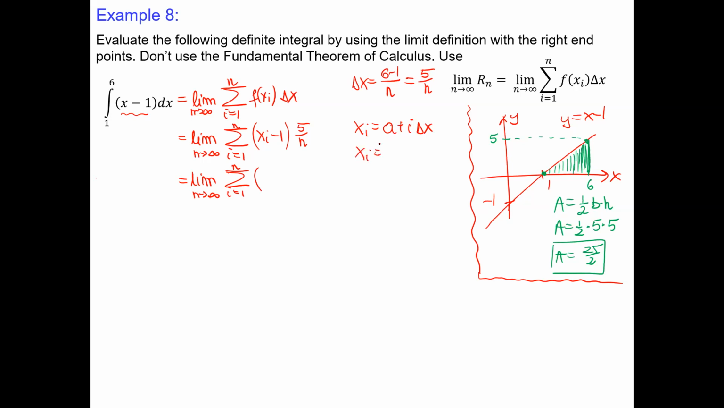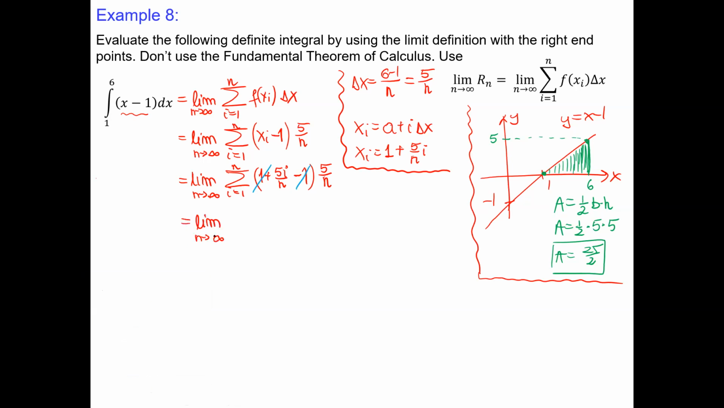Yeah, we do remember from the class the explanation. A is the beginning of the interval, 1, plus i times delta x. Delta x is 5/n times i. Okay, let's substitute. Instead of x sub i I will put 1 plus 5i/n, and we also have minus 1 as a part of the formula, and times delta x. That's our additional formulas.